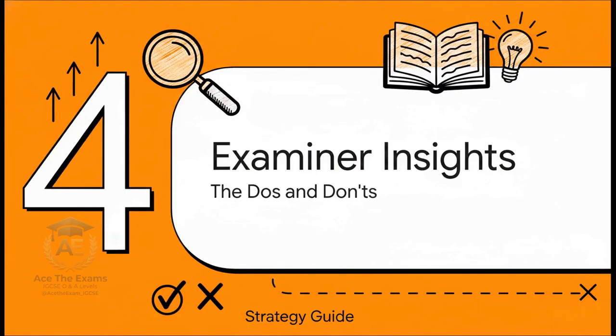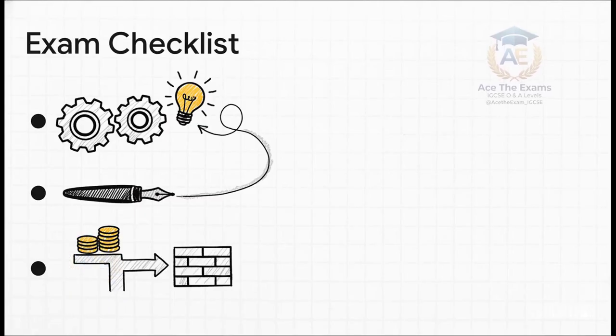Finally, we are at Section 4, Examiner Insights, the crucial do's and don'ts. Let's run through a rapid-fire exam checklist straight from recent principal examiner reports. First step, show all your workings. This is huge. Method marks are awarded even if your final calculation is off, as long as your logical flow is visible. Second, maintain clear handwriting in your ledgers.